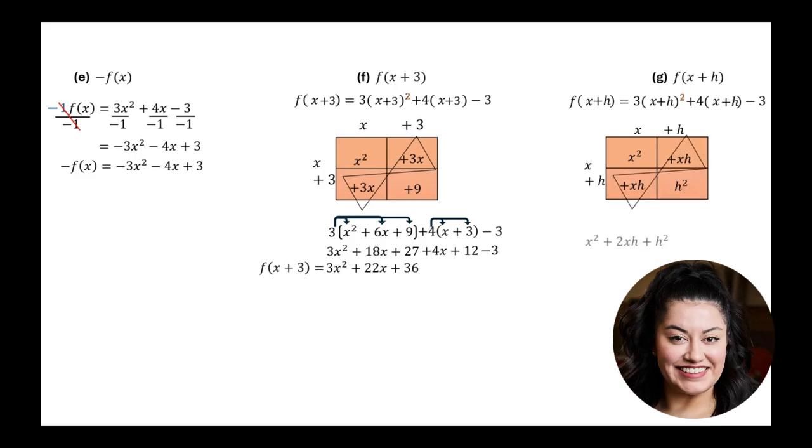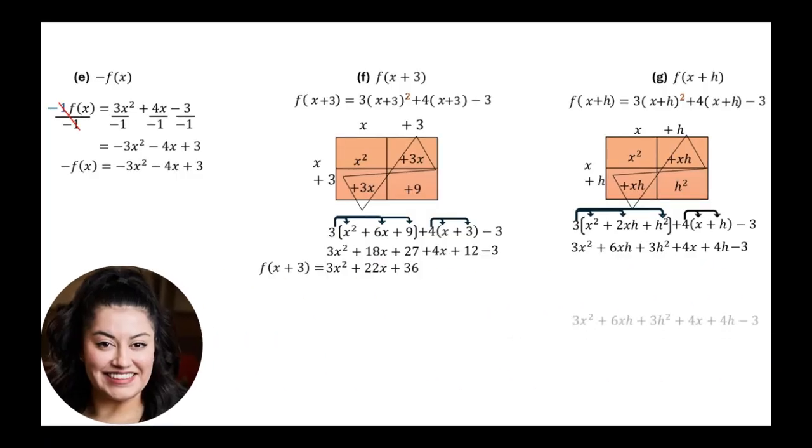So we now have this equation trapped in some parentheses with a 3 that needs to be distributed to each term. We will end up with 3x squared plus 6xh plus 3h squared, and we still have our back equation with a 4 that needs to be distributed. We will end up with 4x plus 4h, and we still have our subtraction of 3. At this step, we would combine our like terms, but notice here we have no like terms, meaning this is our final equation, and that f of x plus h is equal to 3x squared plus 6xh plus 3h squared plus 4x plus 4h minus 3.